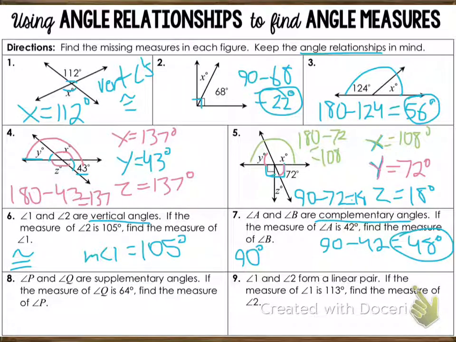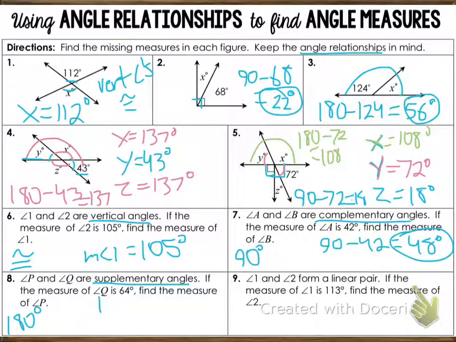So that means angle B is going to be 48 degrees. Now it says P and Q are supplementary angles. That would be like number 3 because they add up to 180. So over here, I'll put 180 degrees. The measure of Q is 64 degrees. Find the measure of P.